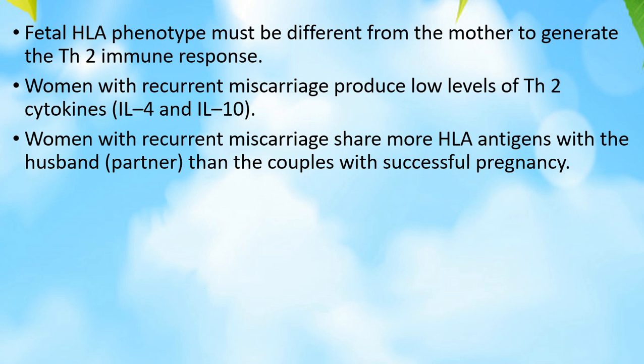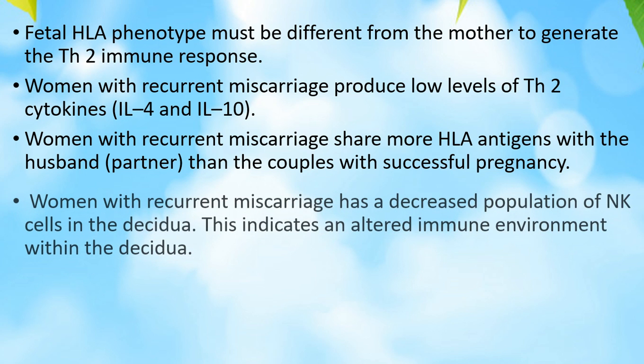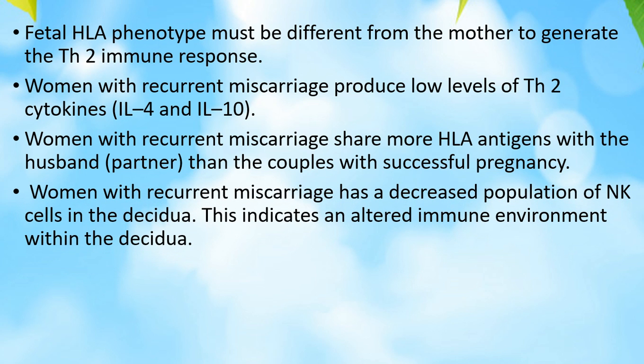And women with recurrent miscarriage share more HLA antigen with the husband than couples with a successful pregnancy. So, more antigen is shared with the woman. In those who have recurrent miscarriage, antigen is usually shared from the paternal to the maternal side during pregnancy, but it will be more when the miscarriage occurs. Women with recurrent miscarriage have a decreased population of natural killer cells. When the woman has a decrease of these in the decidua, there is a chance of recurrent miscarriage.